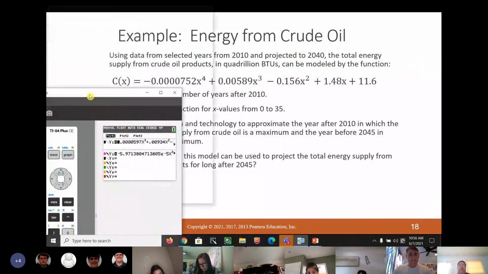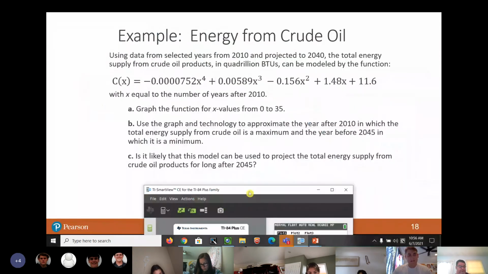Y is equal to negative, well, I'm going to have to write this out. Y is equal to negative 0.0000752 x to the fourth, plus 0.00589 x to the third, minus 0.156 x squared, plus 1.48 x, plus 11.6.